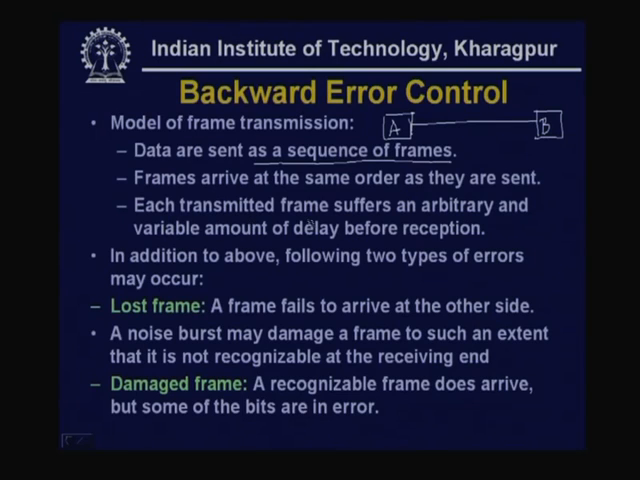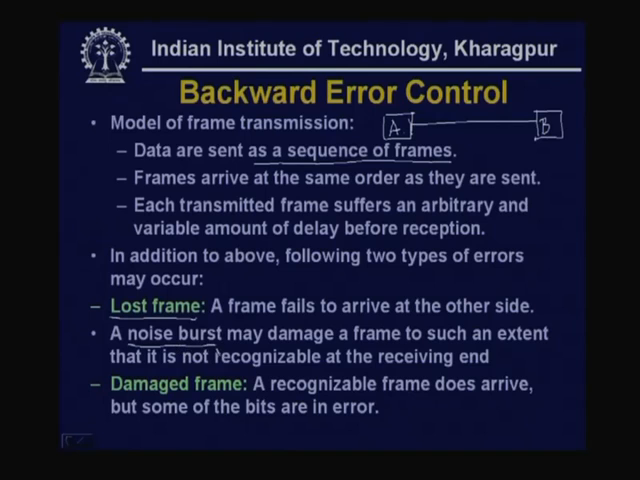However, each transmission frame suffers an arbitrary and variable amount of delay before reception. There can be some delay on the path because of some reason. In addition to the above, the following two types of errors may occur. Now what can happen? So far we have assumed that when a frame is sent, it reaches the destination without any error or without any loss. However, it can happen. First of all, let us consider the case of a lost frame. A frame fails to arrive at the other side. So how can it happen?